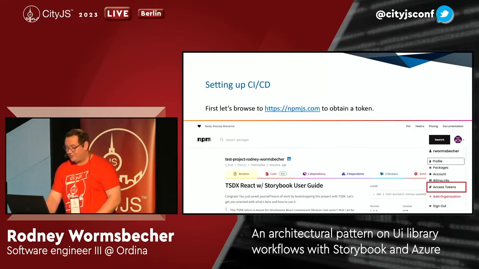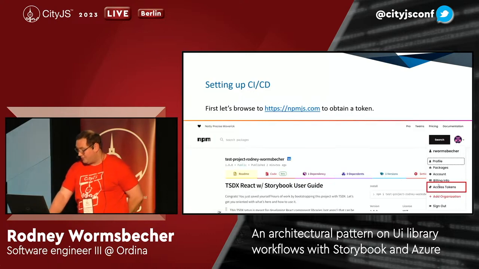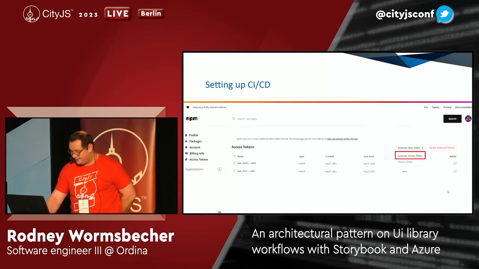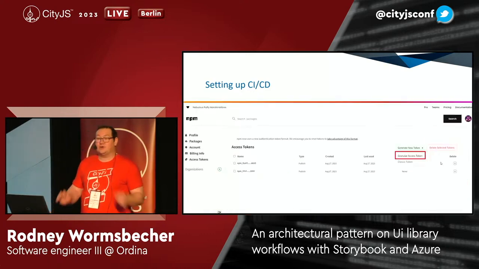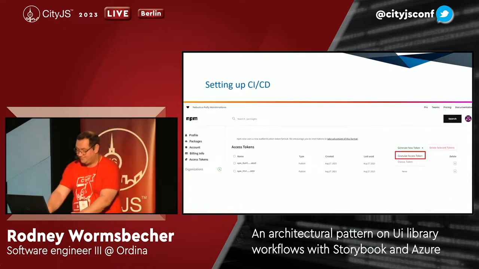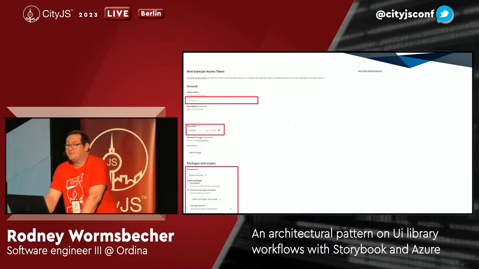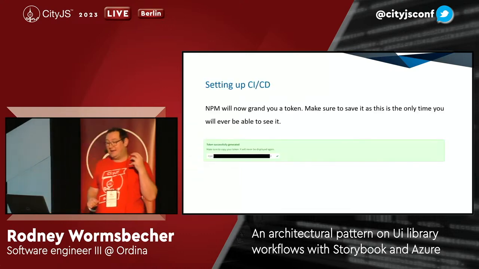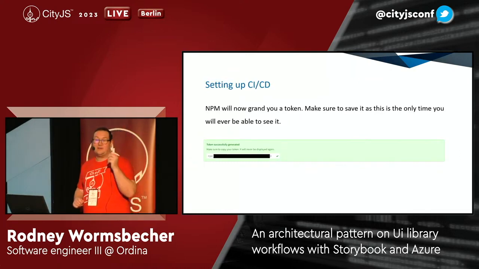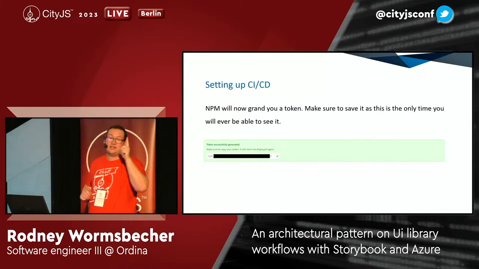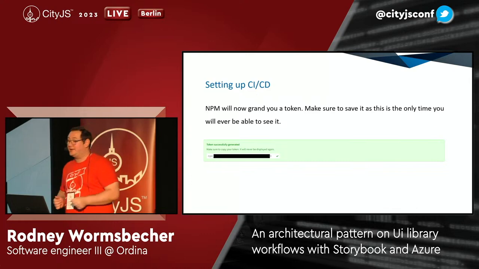So the first thing we have to do is go to npmjs.com. We get an access token. We can now use granular tokens, so we can say only for one package. And we fill in the details, like the expiry date, etc. Once that is working, you will get a token. You have to save this token immediately, because you can only see it once. If you lose it, you have to create a new one.